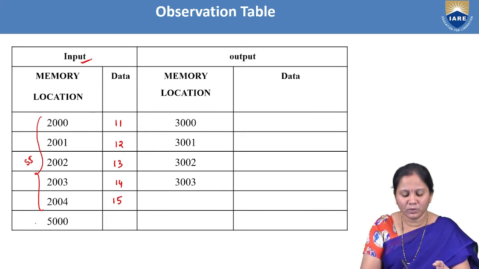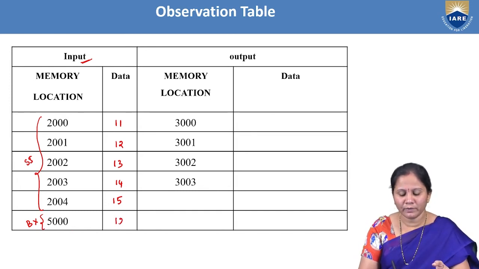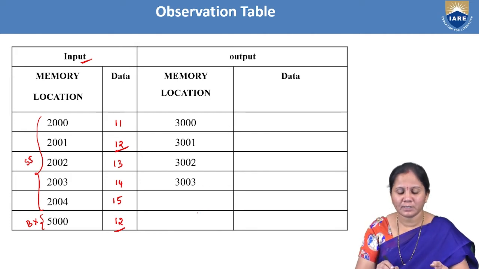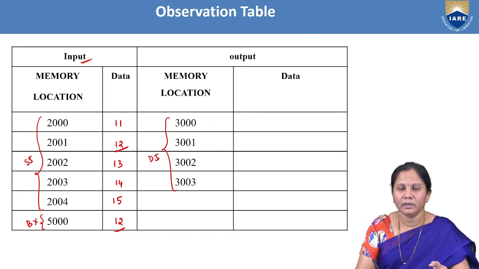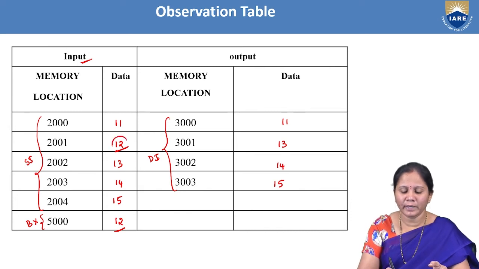And here in the 5000 location, which we have initialized with the BX register, we have given 12. So this 12 is the number we have indicated, and that number is present in the string. That means that number will be deleted. So after deleting the number, in the output, that is the DI register, we are going to observe 11, 13, 14 and 15. So this 12 will be deleted.